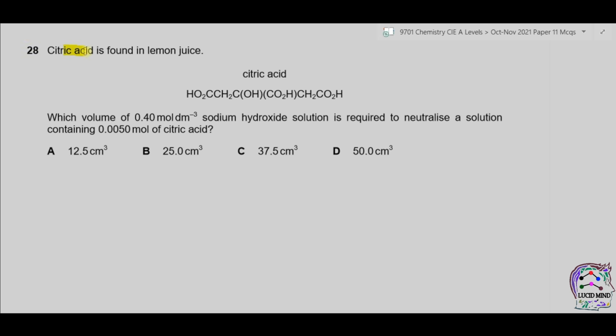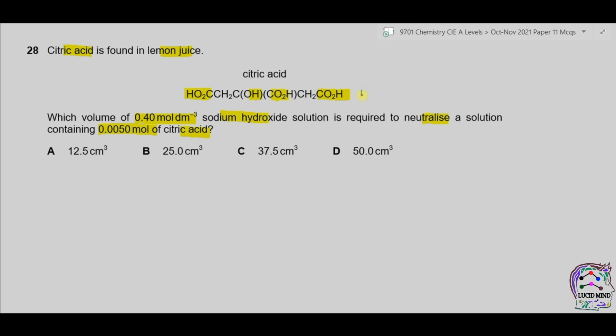Question 28. Citric acid is found in lemon juice. This is the structure of citric acid. We have carboxylic acid group, we have alcohol group, again carboxylic acid group and carboxylic acid group. Which volume of 0.4 mole per decimeter cube sodium hydroxide solution is required to neutralize a solution containing 0.005 moles of citric acid?